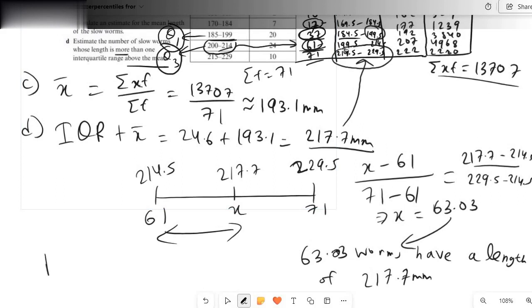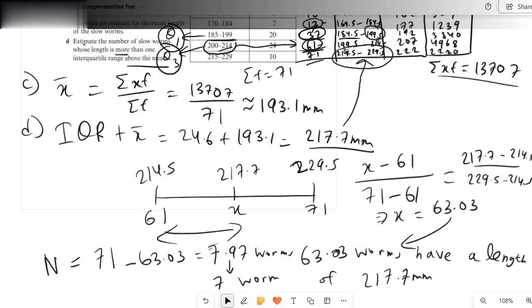So the number of worms with a length greater than this required value is going to be the total number of worms, 71 minus 63.03, which gives us a value of 7.97 worms. Now, if you think about it realistically, worms cannot exist as a fraction or a decimal. So realistically, only 7 worms have a length of 1 interquartile range above the mean. And this is our final answer.